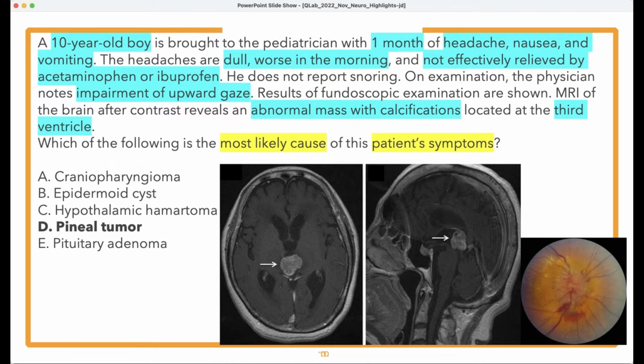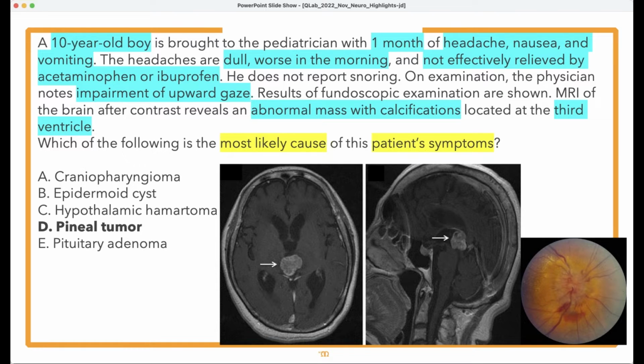When we take a look at this, there are some concerning signs that this patient has a tumor in the brain, and that is a headache that's worse in the morning. When you're lying down, there's more pressure in the head, and so you wake up with a headache in the morning. It's not relieved by medication. And then obviously we're told about the vision changes. We're told about the mass with calcifications in the third ventricle, okay? And on fundoscopic findings, what they're showing there is a swelling of the optic disc, meaning papilledema, indicative of increased intracranial pressure, okay?